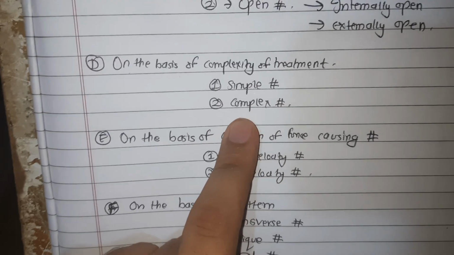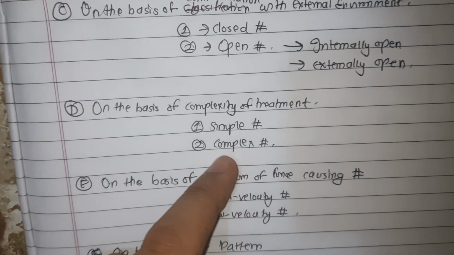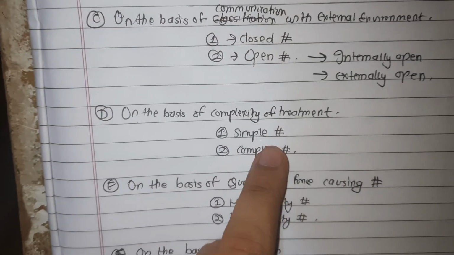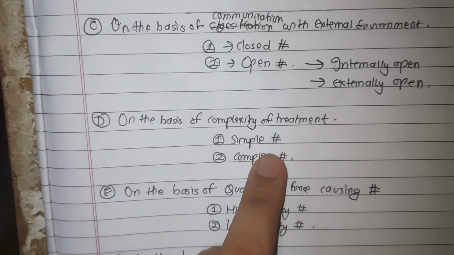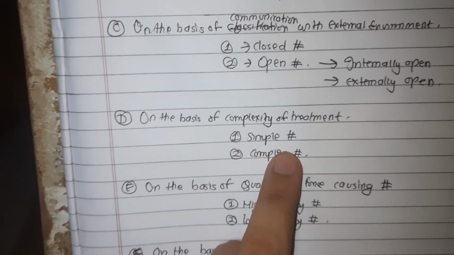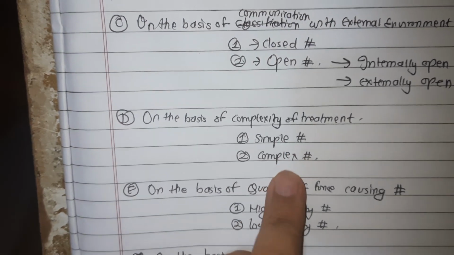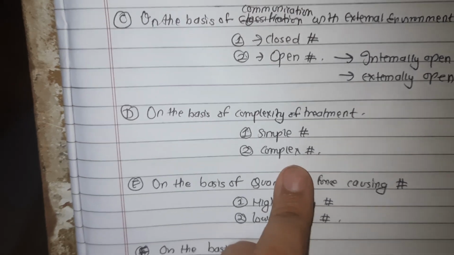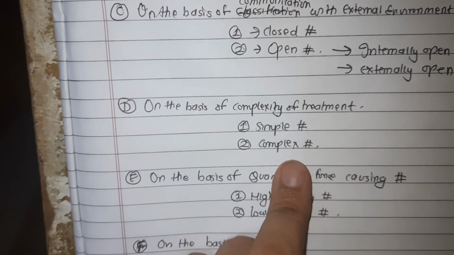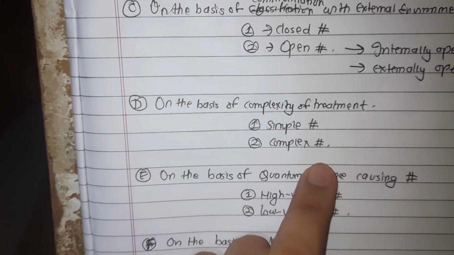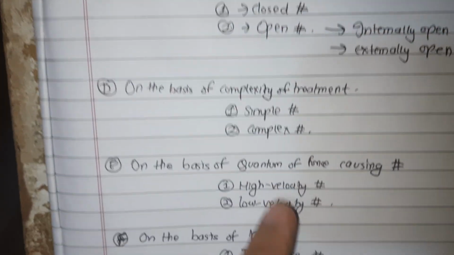And on the basis of complexity of treatment, it can be simple or complex. A fracture in two pieces is usually very easy to treat, and these are called simple fractures. For example, transverse fracture of the humerus. And a complex fracture means a fracture in multiple pieces, and they are usually difficult to treat. For example, intercondylar fracture of the tibia.